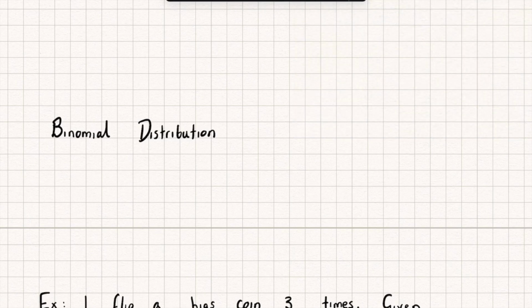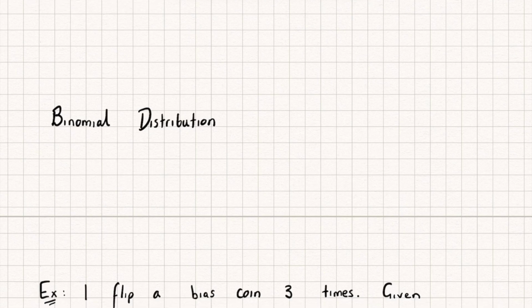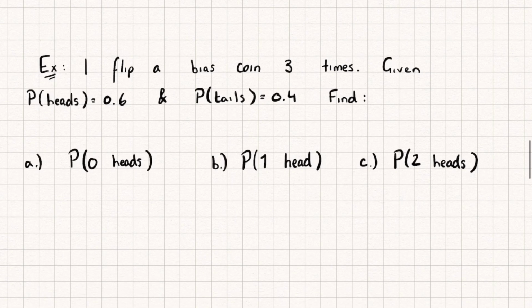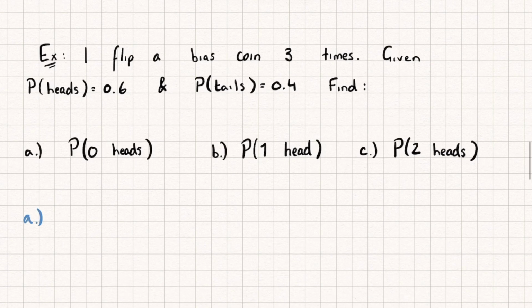Okay, so to introduce us to the binomial distribution, as well as the formula for binomial probabilities, we're going to look at the following question. So it says I flip a biased coin 3 times. Given the probability I flip it and get heads is 0.6, and the probability I flip it and get tails is 0.4, we're asked to find the following probabilities.